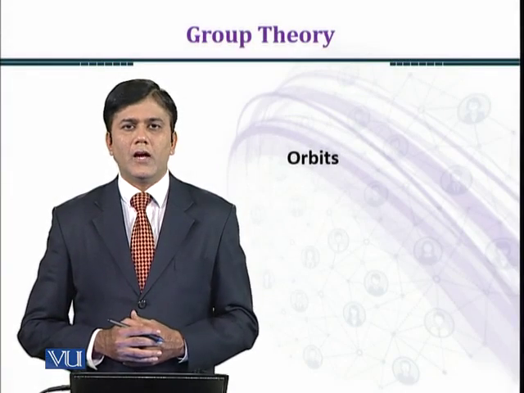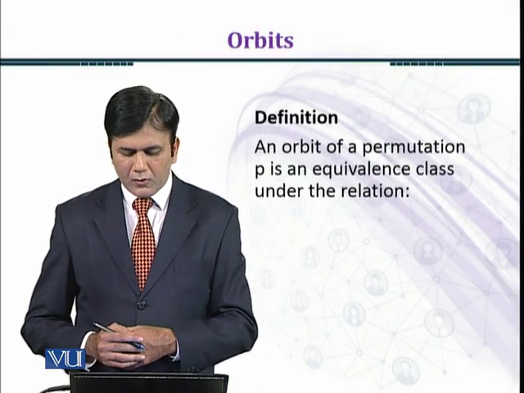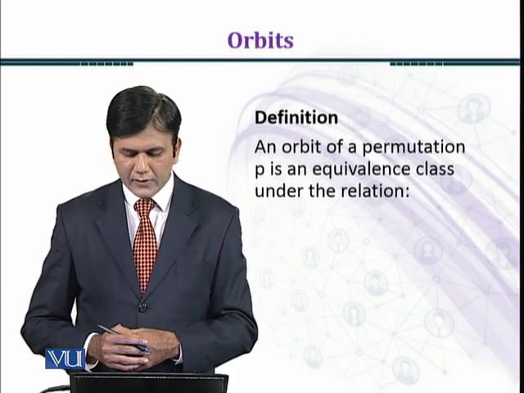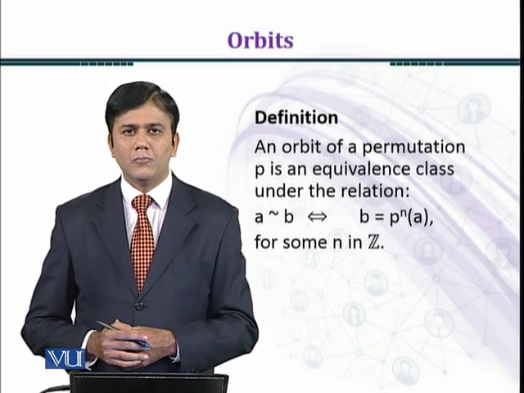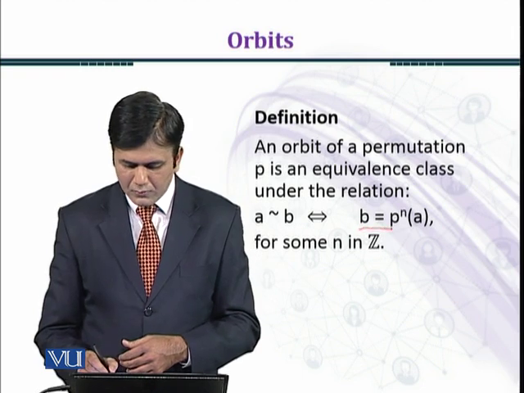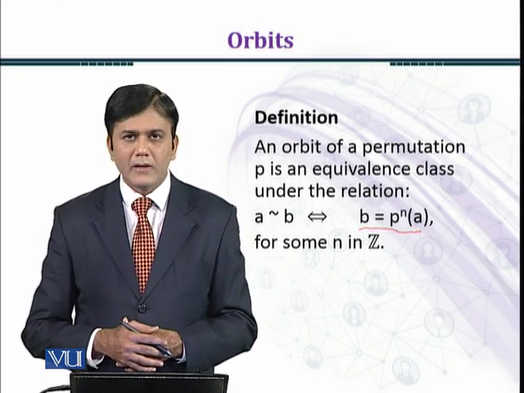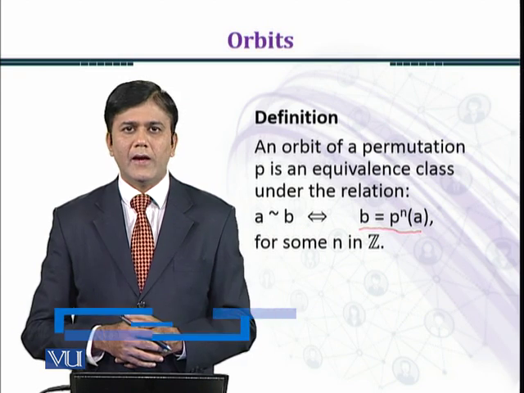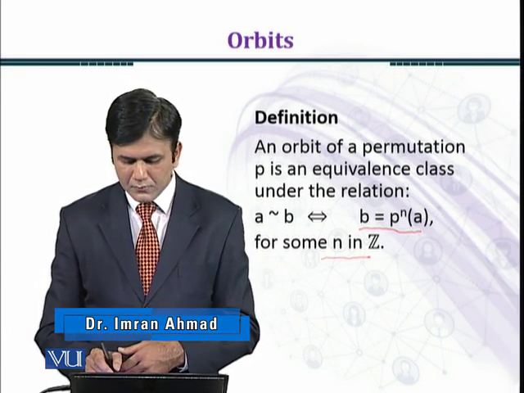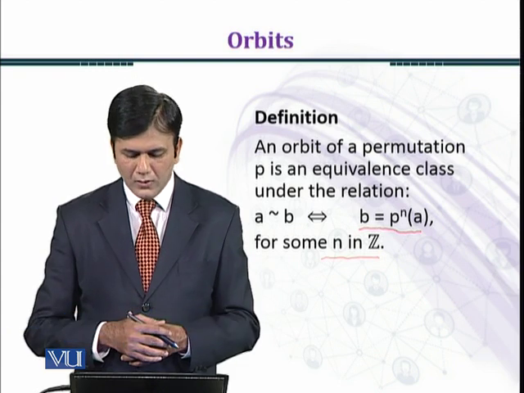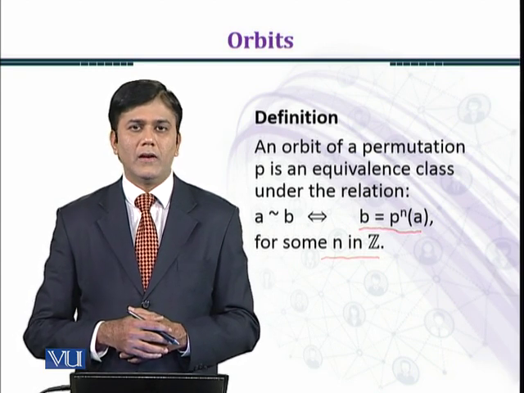In this module, we shall introduce orbits. An orbit of a permutation P is an equivalence class under the relation A is equivalent to B if and only if B equals P raised to power n of A. Here you can see that the permutation is acting on A n times, for some n in the set of integers Z. And in the next module, we shall show that this relation is an equivalence relation.